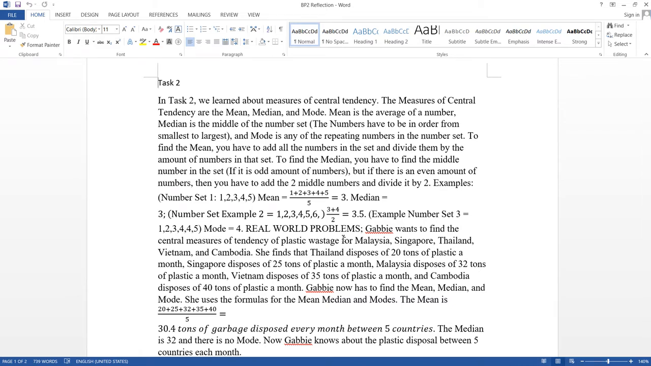Everybody, my name is Isaac, and today I'm going to talk about what we learned in Task 2, Task 3, and Task 4. In Task 2, we learned about the measures of central tendency.